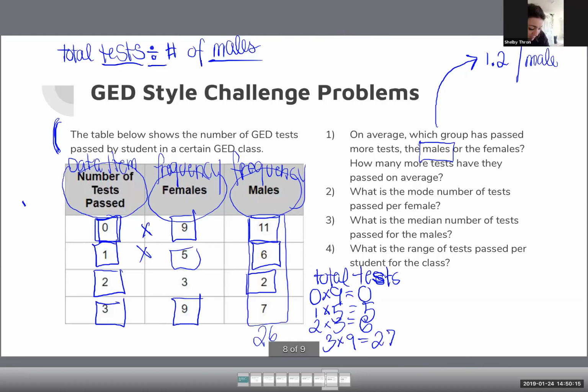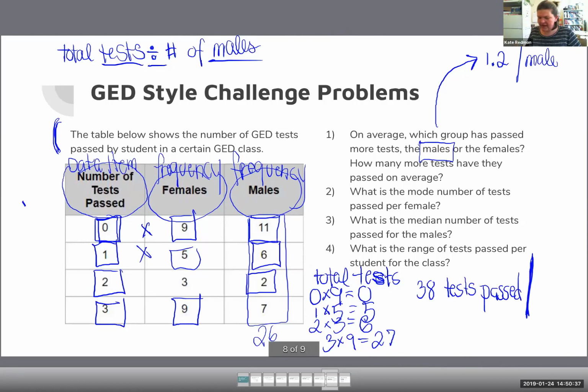Now what? I'm going to add those all up. I need the grand total. 0 won't do anything. I'm too lazy to even type it. 5 plus 6 plus 27 equals 38. We have a total of 38 tests passed among the females. But I don't want to know total. I want to know average. And so I'm going to have to divide that, and I want to divvy it out per female, so I'm going to have to divide it by the number of females.